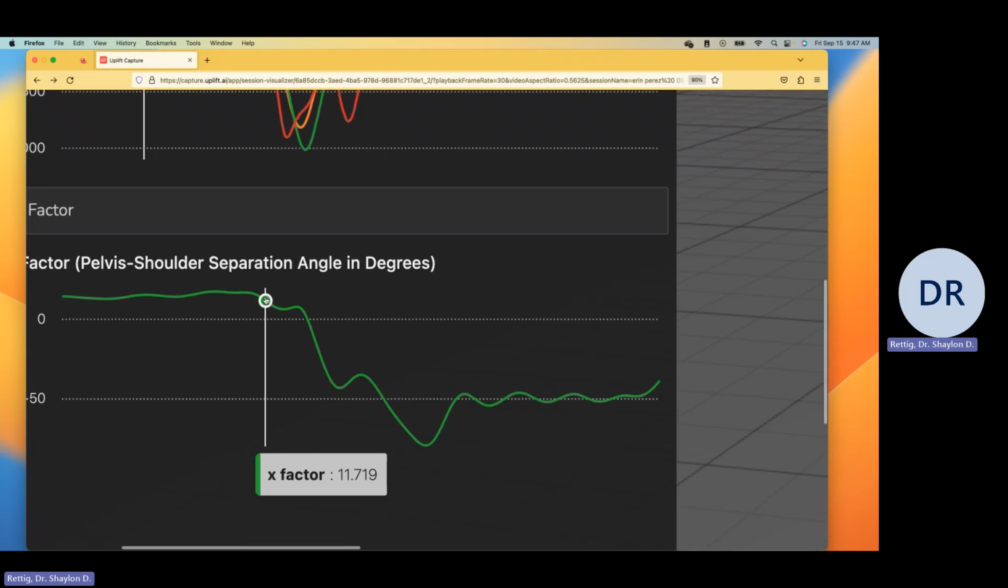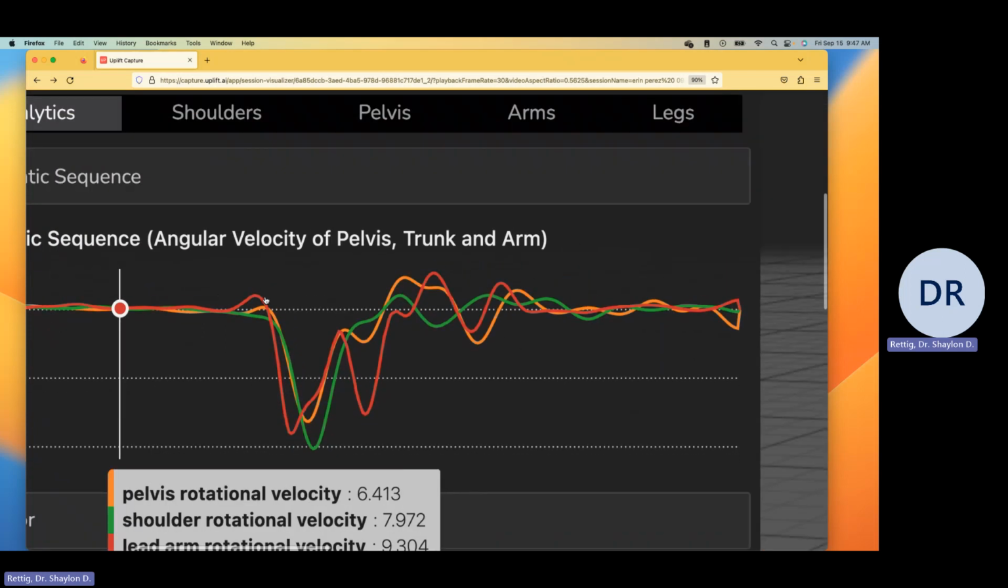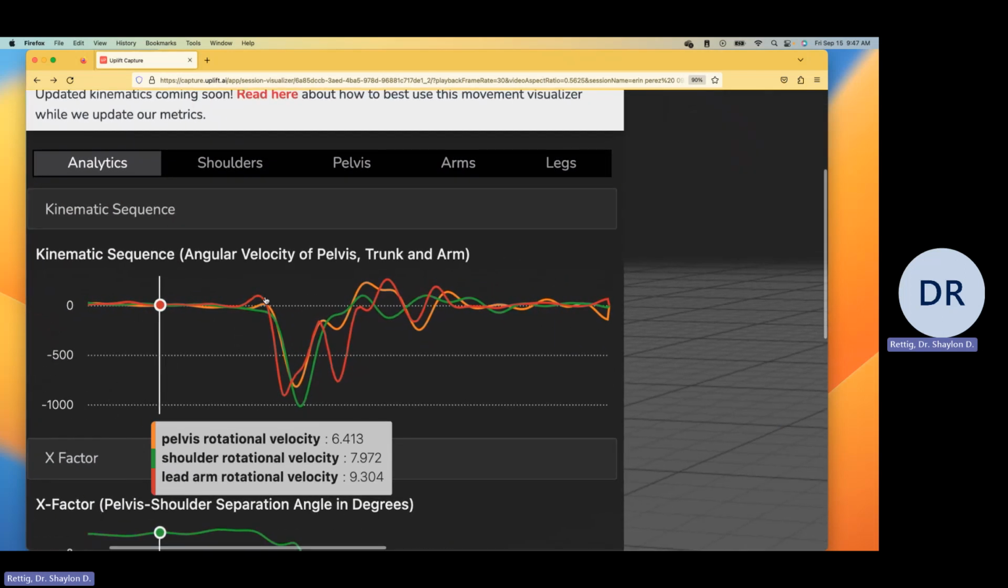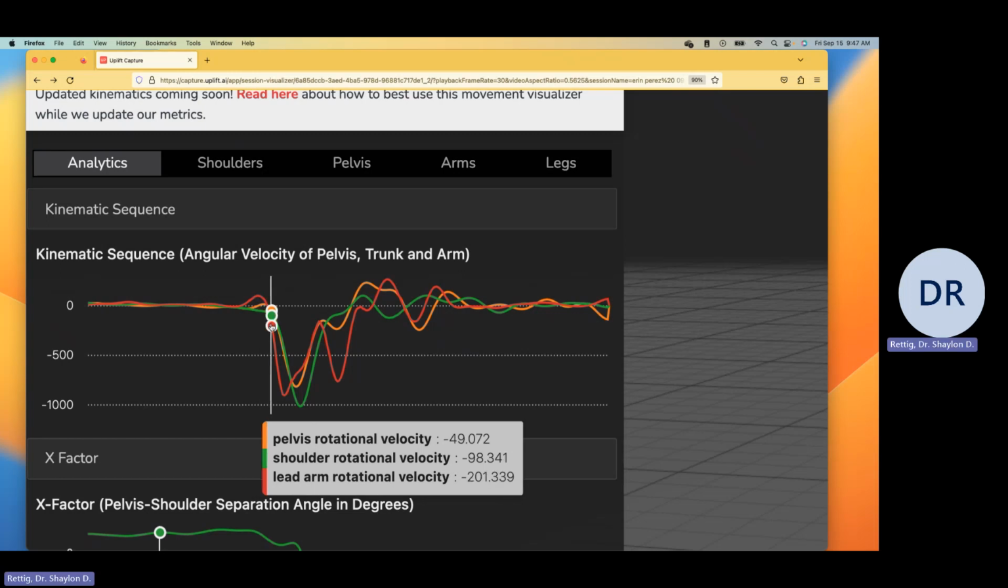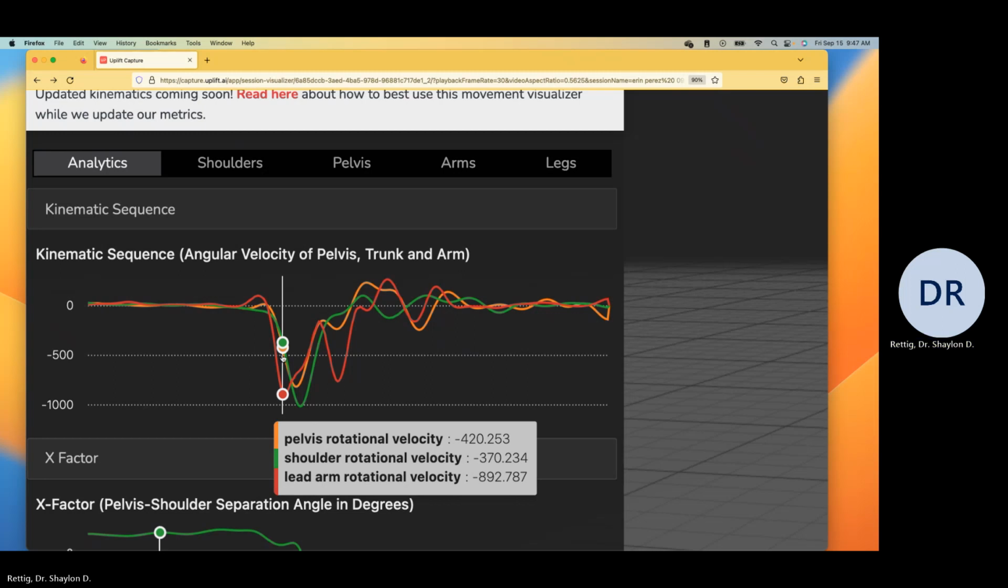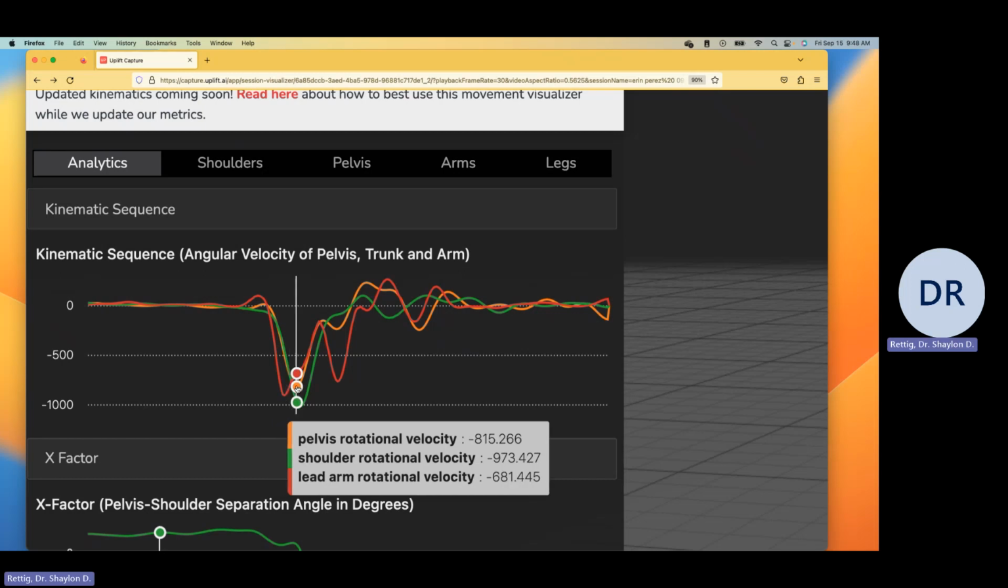The other piece we look for is your sequencing, what we call the kinematic sequence. So you can see here, the orange is your pelvis, the green is your shoulder/thorax, and then the lead arm, or you can also say your bat. So ideally what we would like to see is your pelvis go first, your shoulder, and then your lead arm/bat. But as you can see here, the bottom trough, or the peak, is your lead arm. So your lead arm is leading the way, followed by your pelvis, and then followed by your shoulder.